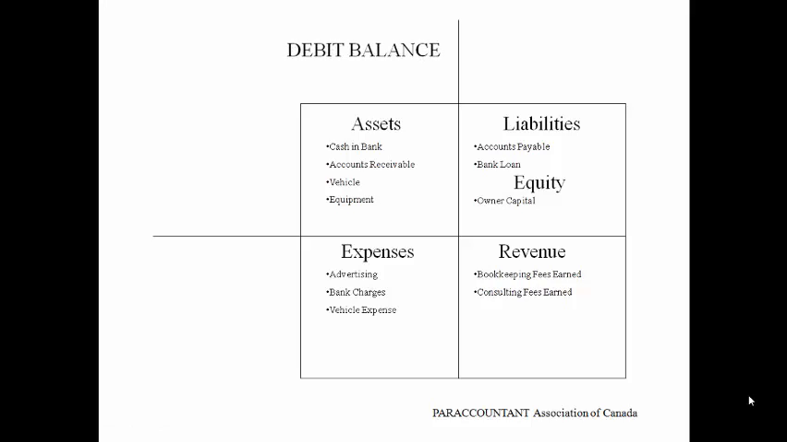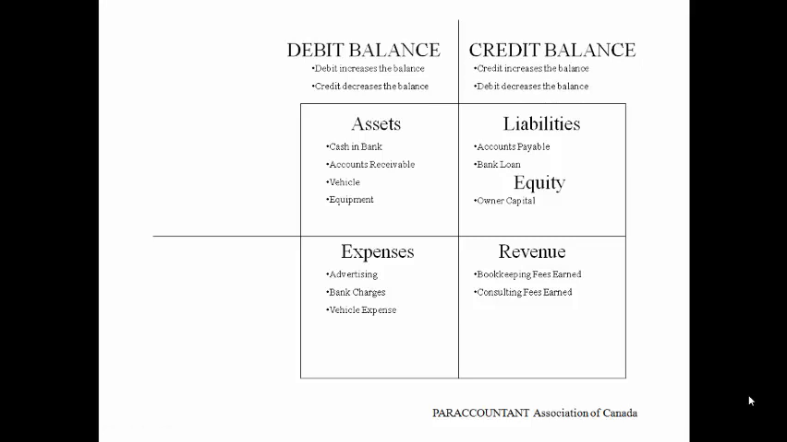Now let's look at the columns. The left column, these accounts are normally a debit balance. So a debit to any of these accounts will increase the balance, and a credit will decrease the balance. The right column, these accounts are normally credit balance. So a credit will increase the balance, and a debit will decrease the balance.